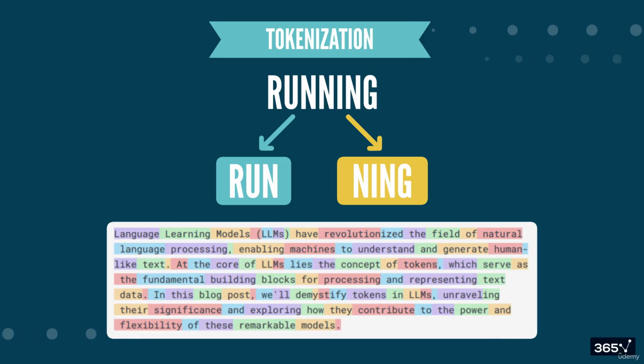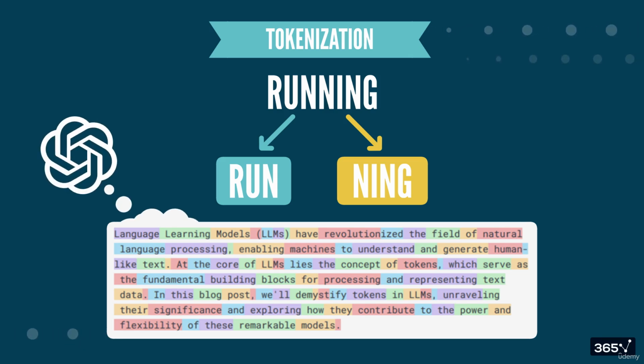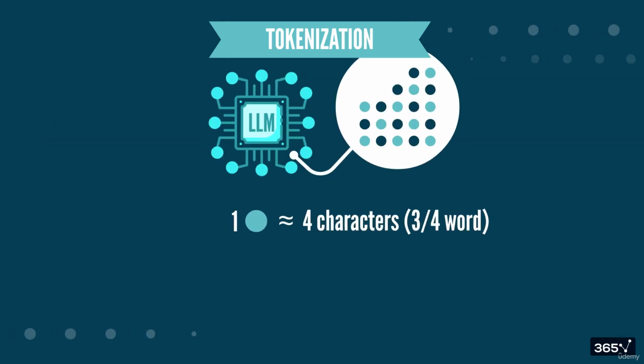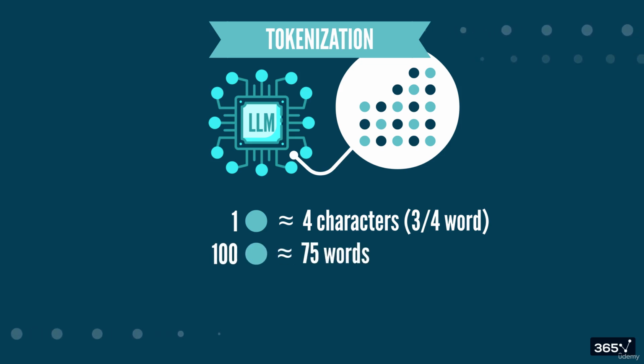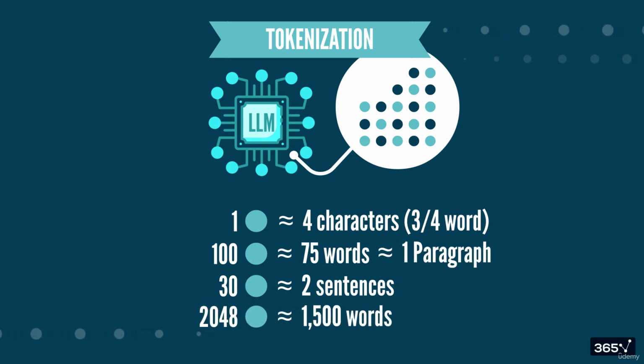This method allows the model to analyze the text in manageable pieces, making it easier to understand the structure and meaning. Generally, this is how OpenAI recommends counting tokens. Each token is approximately equal to 4 characters in English, or about 3/4 of a word. To clarify, 100 tokens are roughly equivalent to 75 words. For larger text segments, 1 to 2 sentences equal about 30 tokens. A paragraph contains roughly 100 tokens, and 1,500 words equal approximately 2,048 tokens.